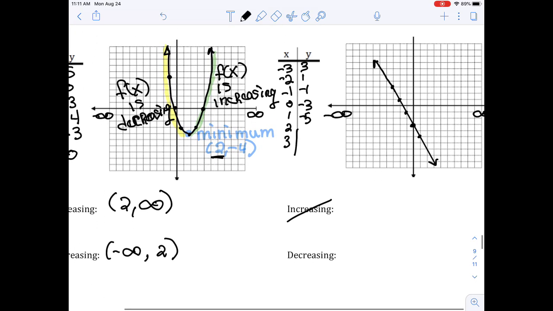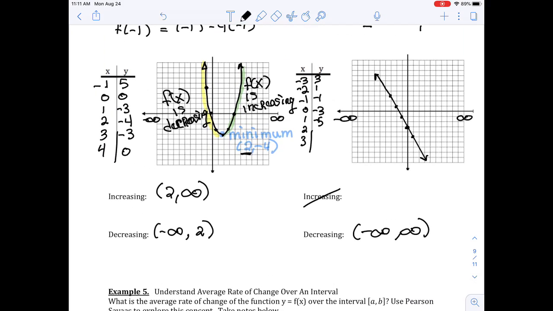So as you go from negative infinity to positive infinity, we would say this function is decreasing. So lines have sort of a special type of answer for the intervals for increasing and decreasing.